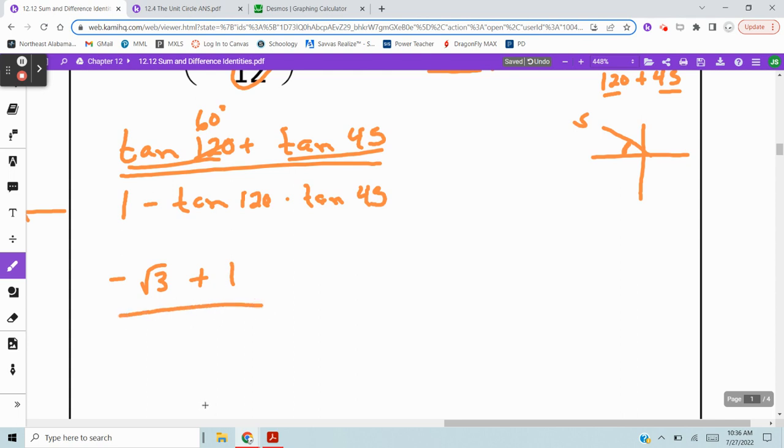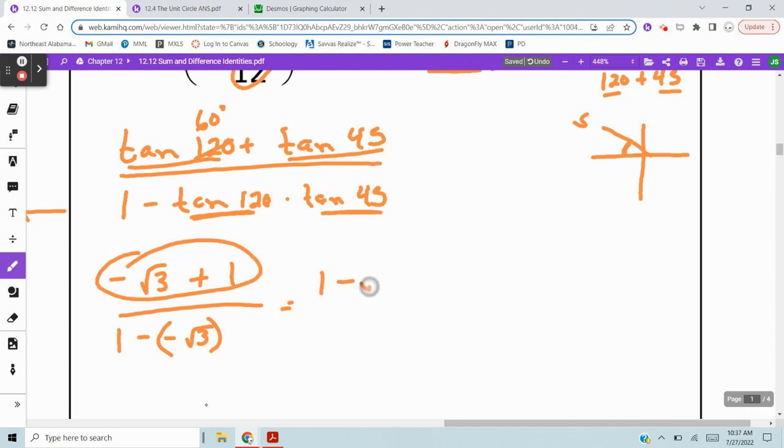On bottom, we have 1 minus, again, the tan of 120 was negative root 3. Tan of 45 is 1. You can go ahead and multiply those, and it gives you negative root 3 times 1 is negative root 3. Again, I want to rearrange these and put my 1 first and my negative root 3 second just to make it look a little bit better. And on bottom, we have 1 minus would be 1 plus the square root of 3.